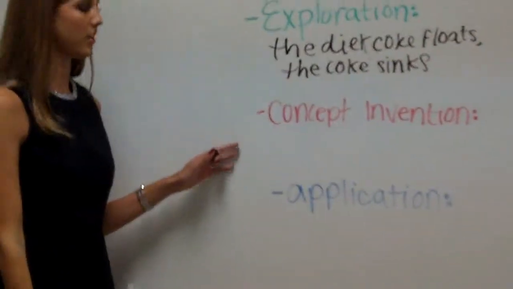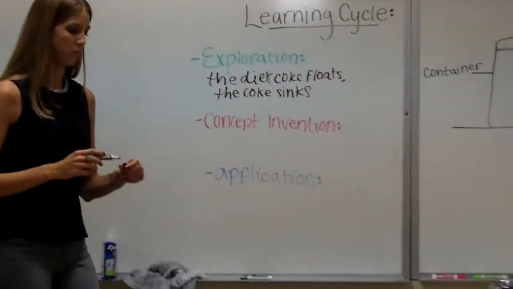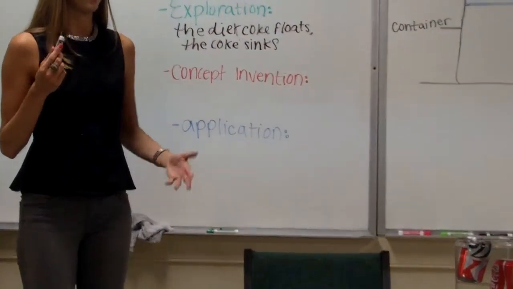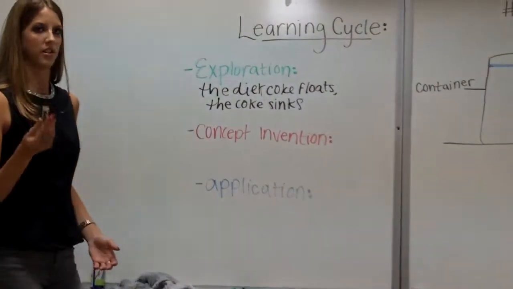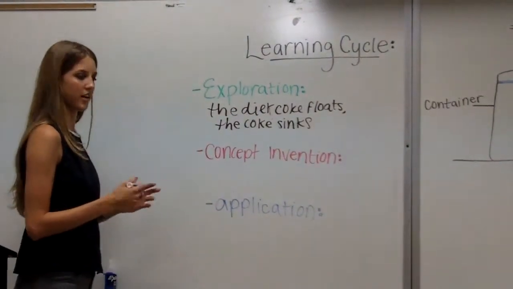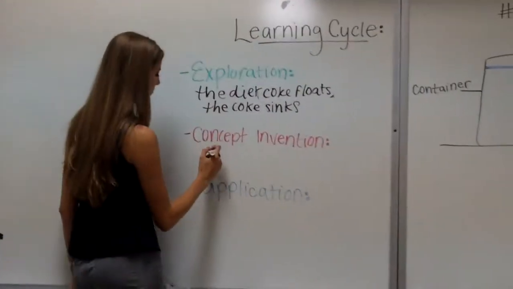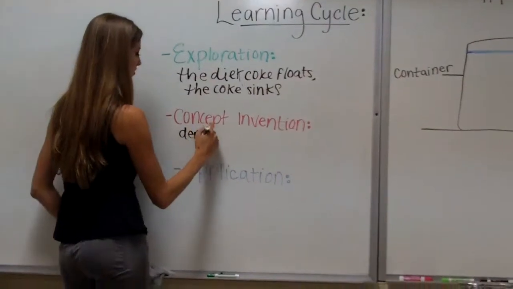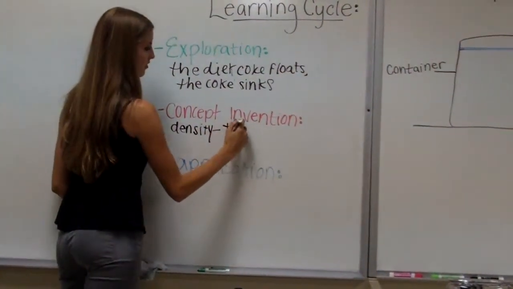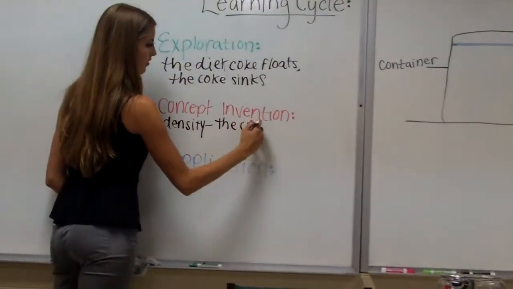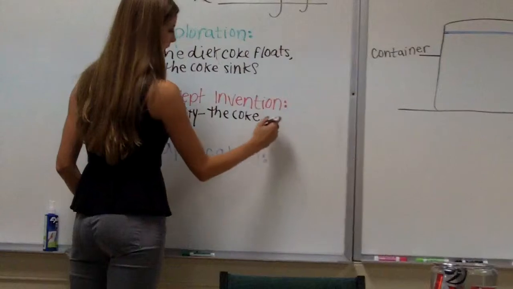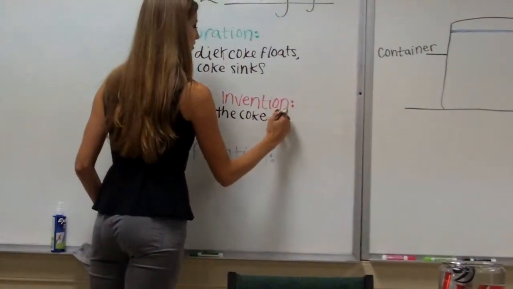And what is the concept that we learned from that? What did we think that was called? When something is more dense, it sinks. Something is less dense, it floats, right? So what did we learn today? Density. And what did we talk about that was in the Coke that made it more dense? Sugar.